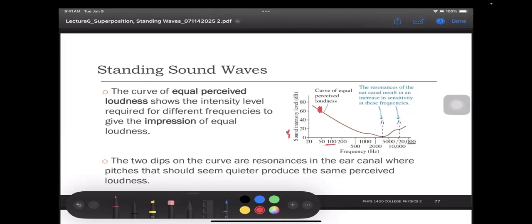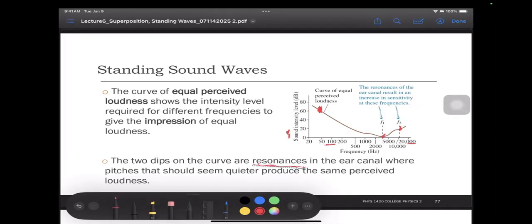And you can see the two dips here and here on the curve are resonances in the ear canal, where pitches that should seem quieter produce the same perceived loudness. You can see here and here it is some kind of resonance. So even if the sound is small at this frequency, our ear can also hear it clearly because of the resonance. Does that make sense to you?